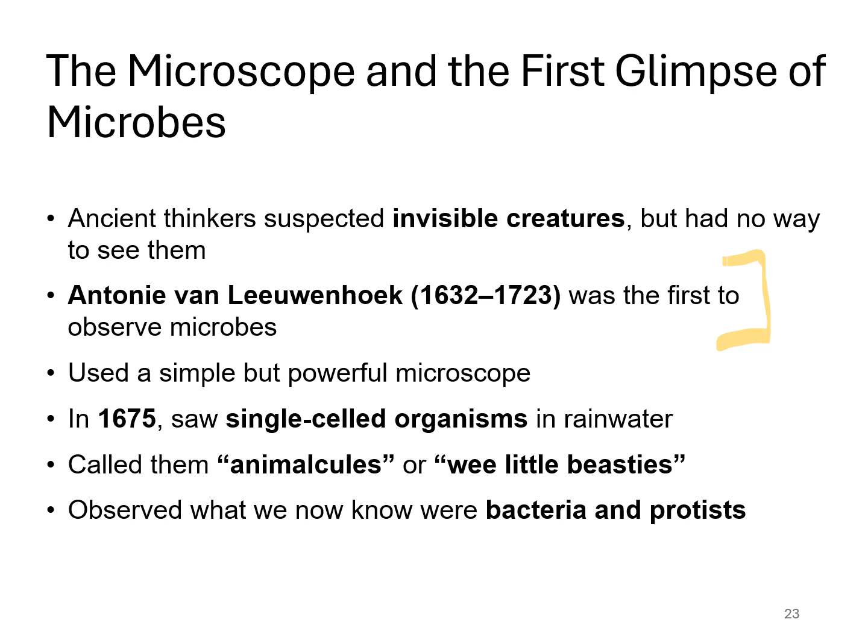And these included things like pond water, human samples, and within these samples, he saw things swimming around. These things he called animalcules, or wee little beasties, what we now know are microbes or microorganisms. So these are probably things like bacteria or protists he saw swimming in the water.